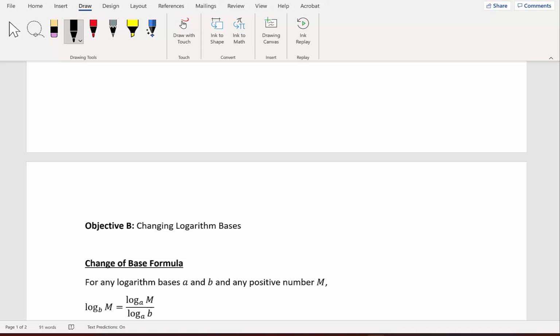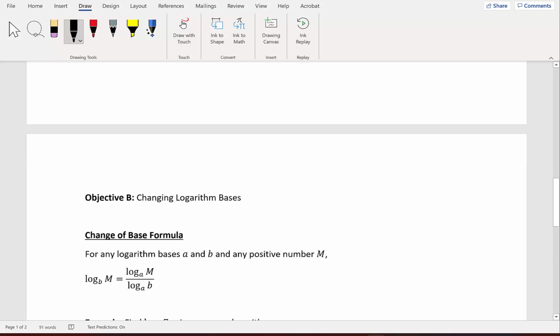So this leads us to our next objective. This is changing logarithm bases. We can actually change the base of our logarithm using this formula. We have the change of base formula, which states for any logarithm bases a and b, and any positive number m, log base b of m is equal to log base a of m divided by log base a of b.